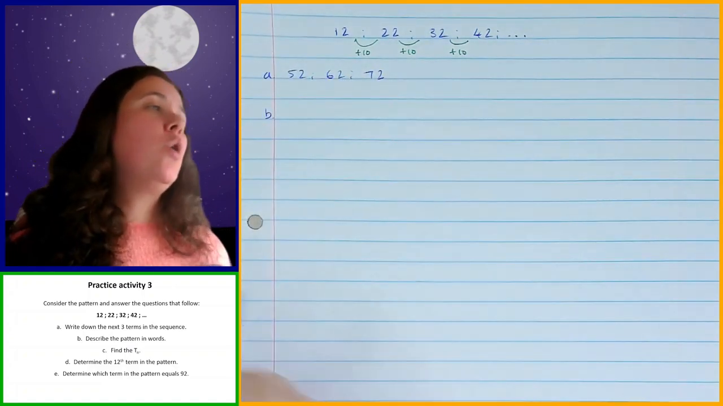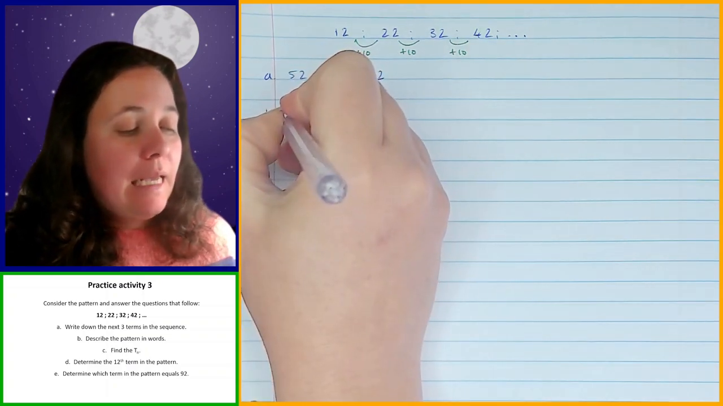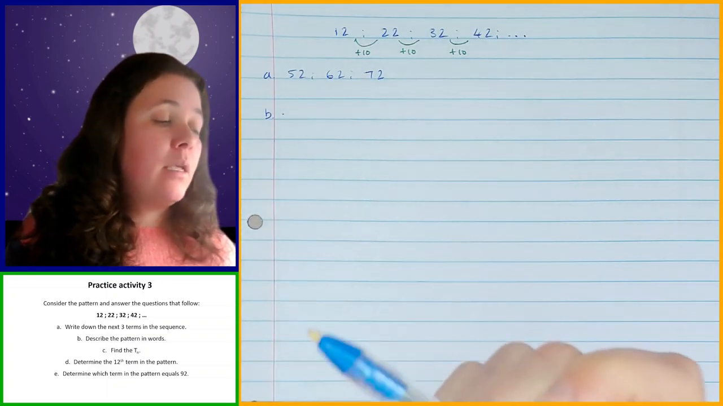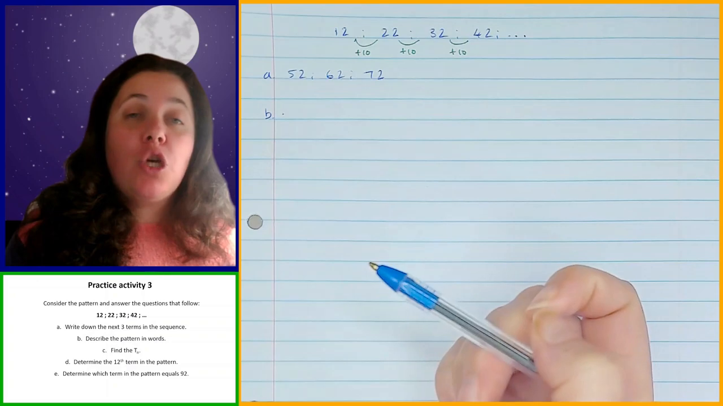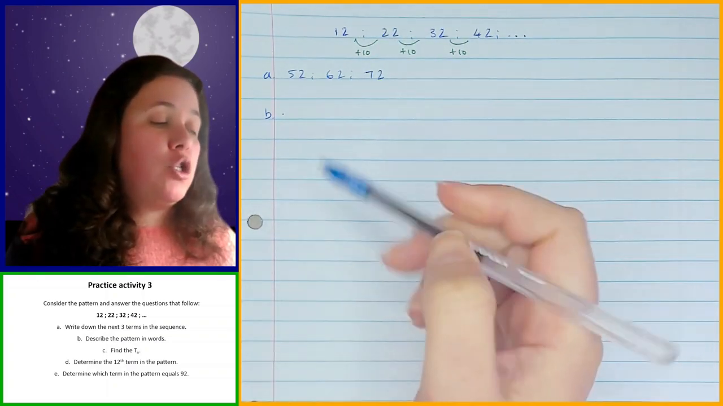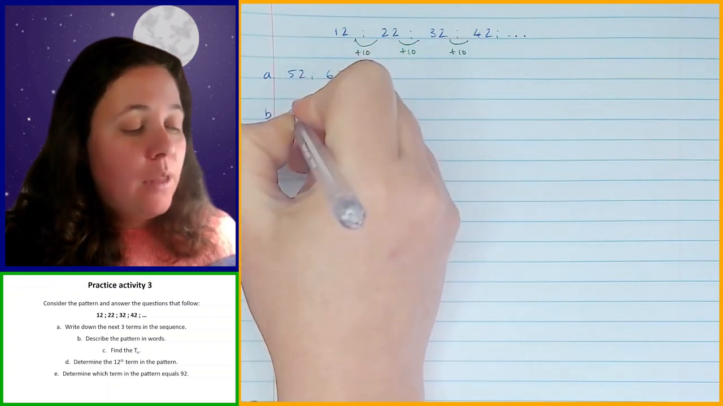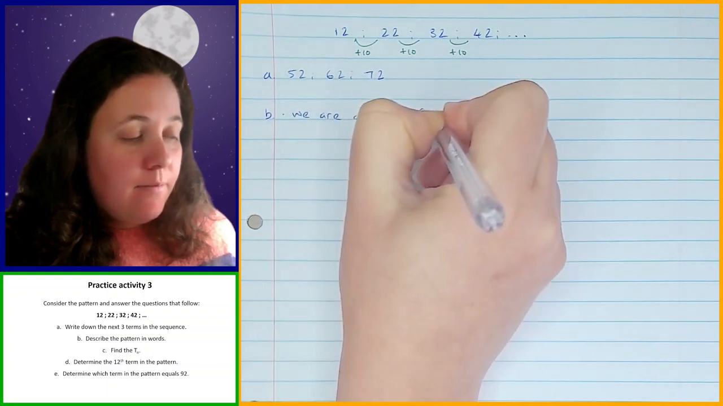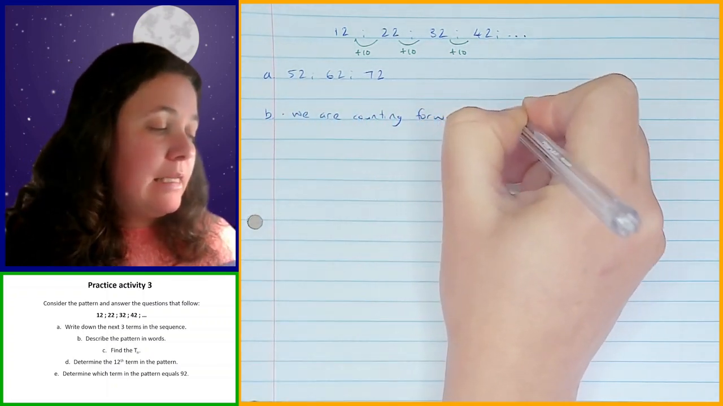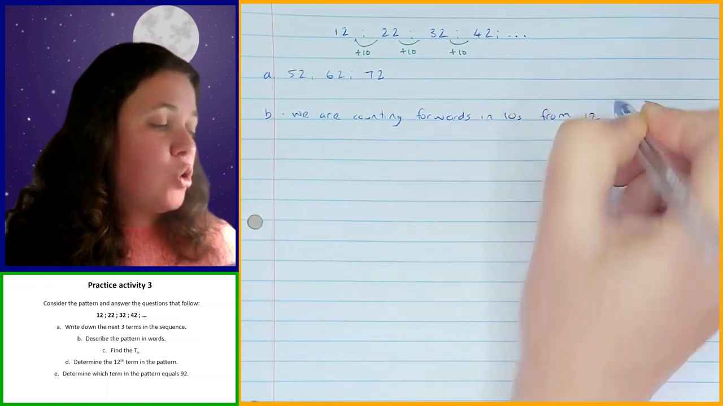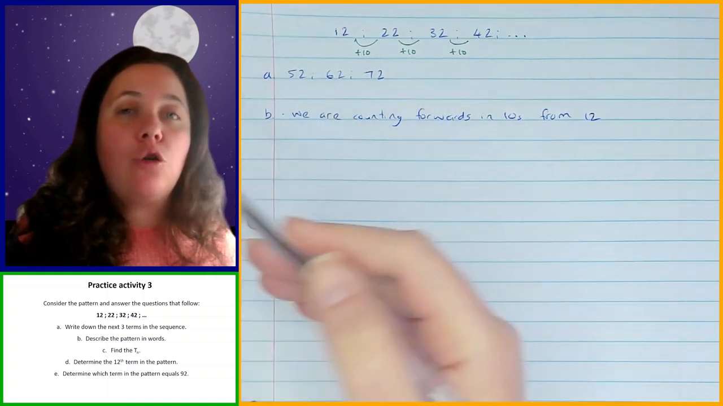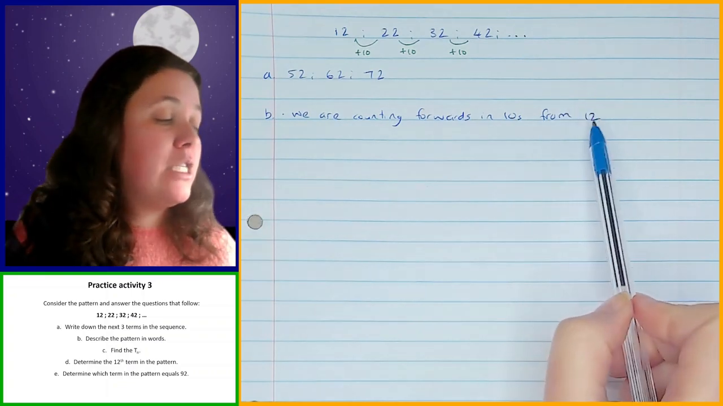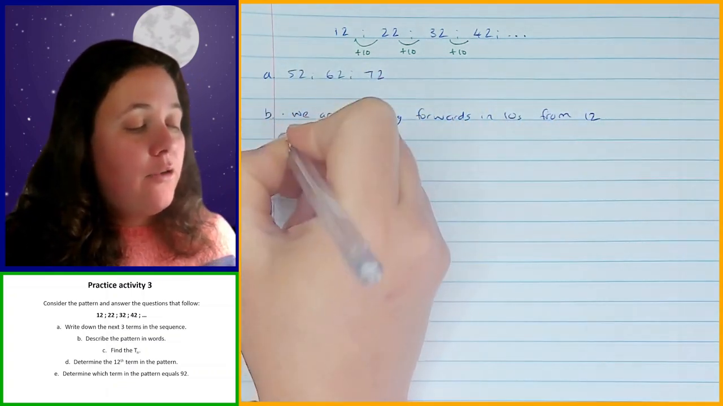Question B, we need to describe the pattern in words. Again, we can either talk about how we are counting, or what we are doing to each term to get the next term, or the relationship between the term number and the term value. First, how we are counting: we are counting forwards in tens from 12. Remember, because we're not just counting in tens like normal, 10, 20, 30, 40, it's 12, 22, 32, 42, we need to specify where we're starting. We're starting from 12.